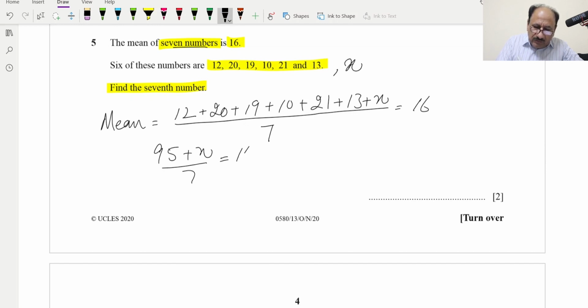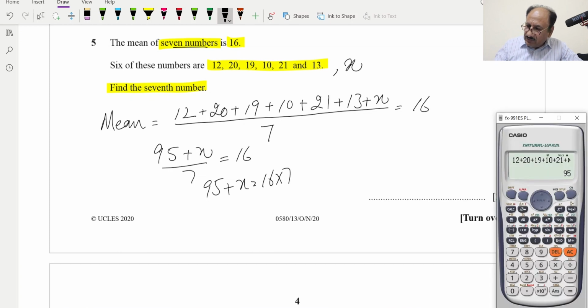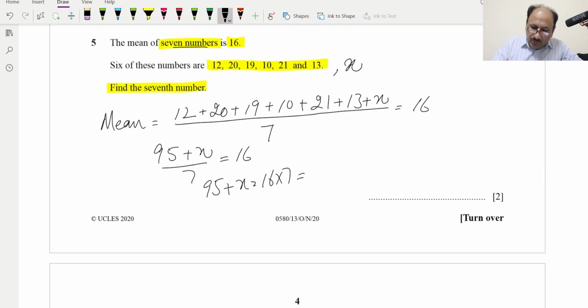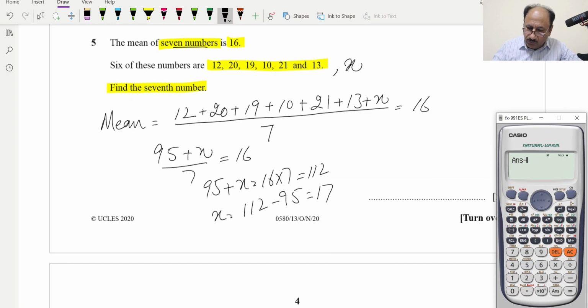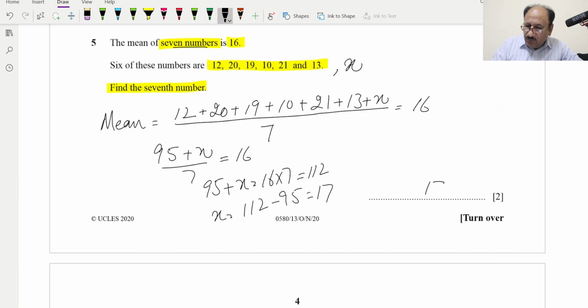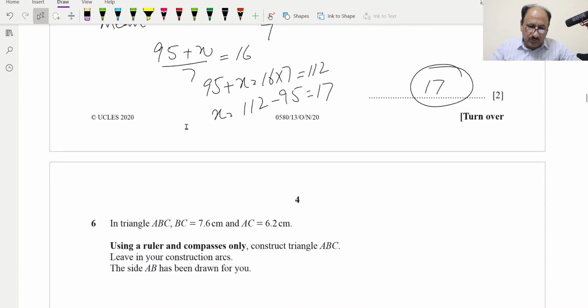is equal to 16, and we can cross multiply. So 95 plus x is equal to 16 multiplied by 7, and 16 multiplied by 7 is equal to 112. So x will be equal to 112 minus 95, which is equal to 17, which we can confirm with the calculator also. 112 minus 95 will be equal to 17. So our answer will be 17 over here. This is a 2-mark question. Hopefully you understood this.